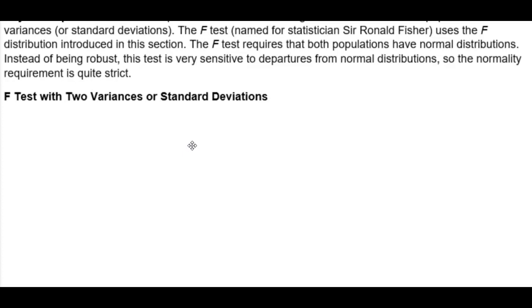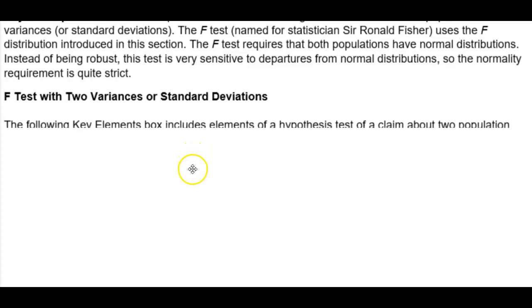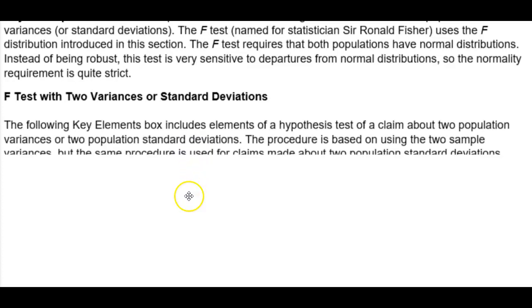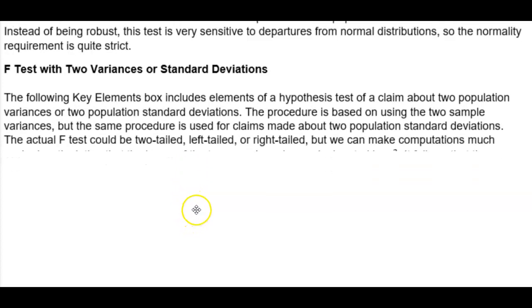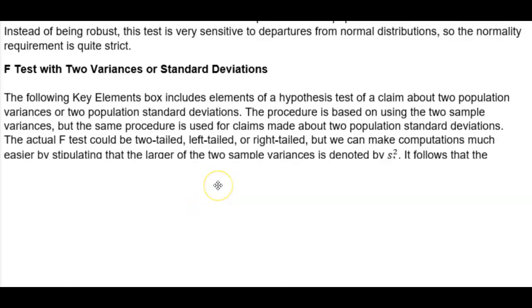F-test with two variances or standard deviations. The following key elements box includes elements of a hypothesis test of a claim about two population variances or two population standard deviations. The procedure is based on using the two sample variances, but the same procedure is used for claims made about the two population standard deviations.